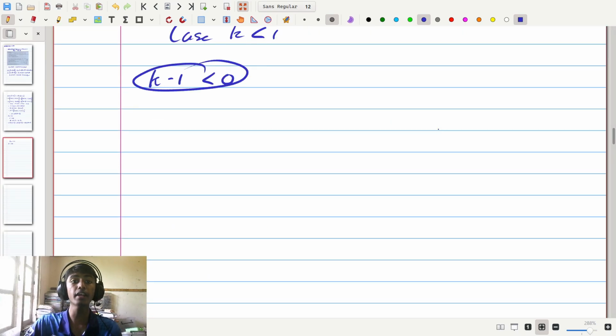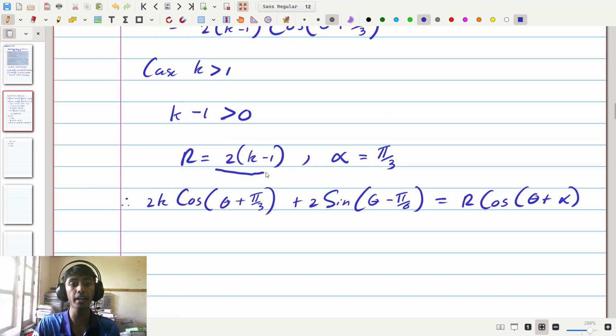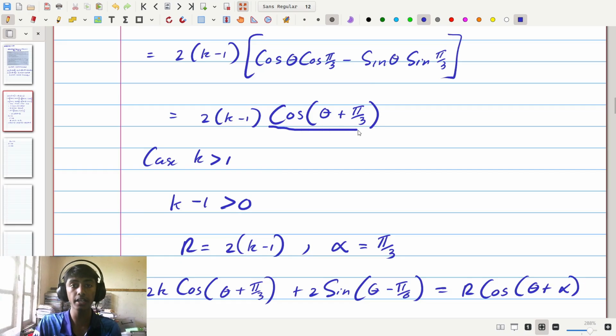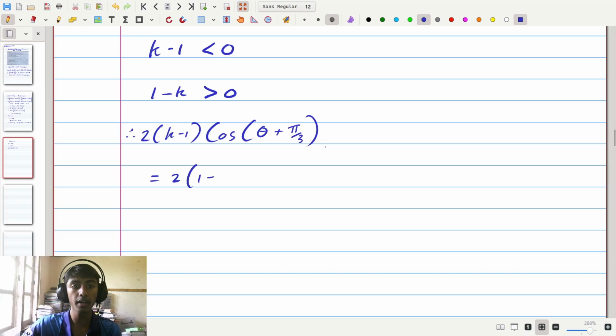However, if k minus 1 is negative, you can note that 1 minus k would then be positive. Now if 1 minus k is positive, and if we rearrange this to take a minus sign out here, then we could write r equals 2 times 1 minus k. But then we would have to take that minus and put it inside of the cosine in order to make it work. So considering doing that, we can write this as being equal to 2 times k minus 1 times the cosine of theta plus pi by 3. We could write it as being equal to 2 times 1 minus k times negative cosine of theta plus pi by 3.